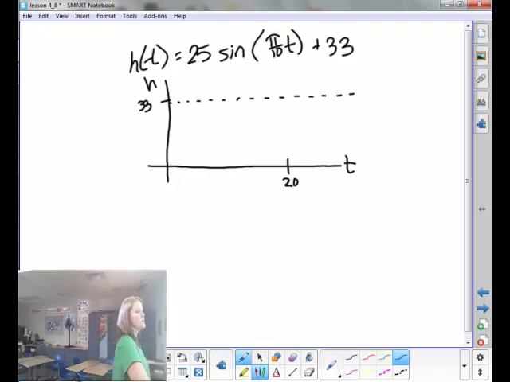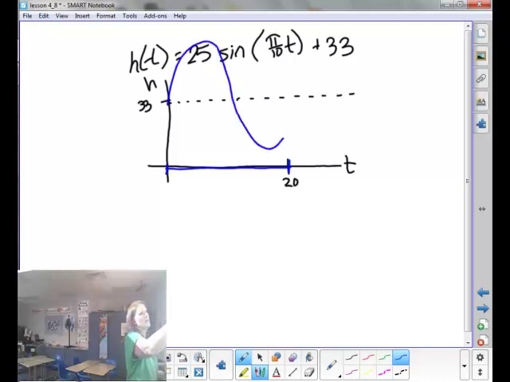So in those 20 units from 0 to here on the x-axis, I should be able to complete one sine curve, okay? But I'm starting at 33 feet in the air, and I'm going up another 25 feet, so I'm kind of doing this so that I end at 20, okay? All right, well, that's all well and good, but that doesn't make any sense.